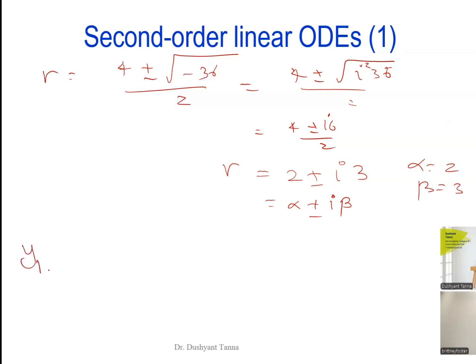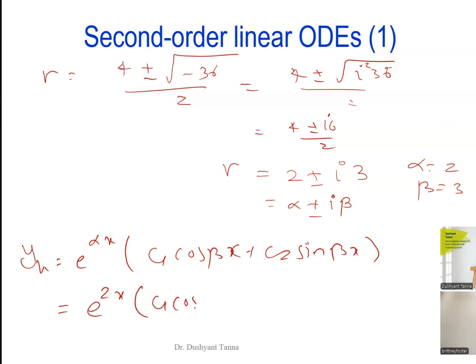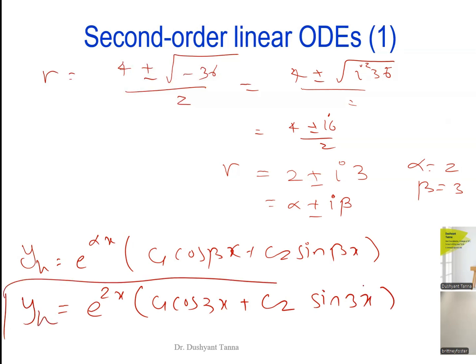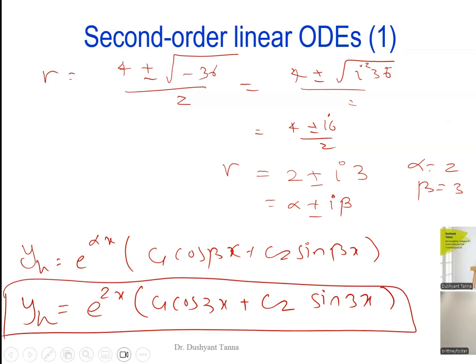The solution is e raised to alpha x, c1 cos beta x plus c2 sine beta x. That is e raised to 2x, c1 cos 3x plus c2 sine 3x. That is the value of yh, the solution. Right? Cool.